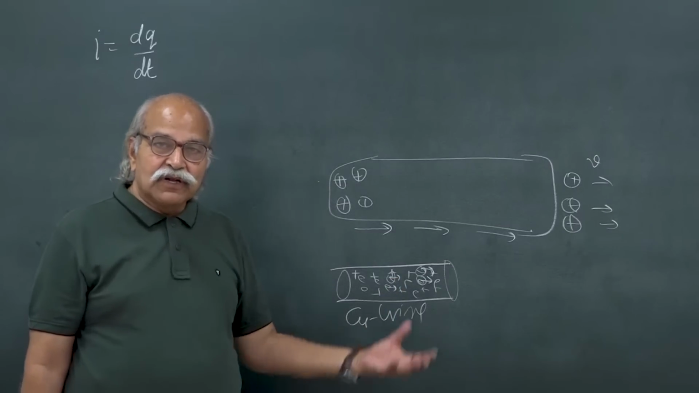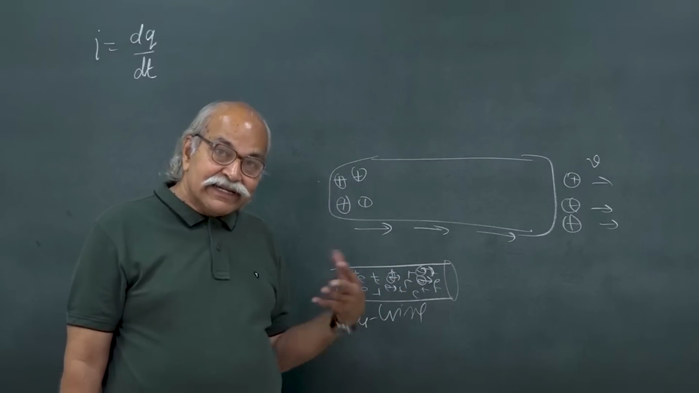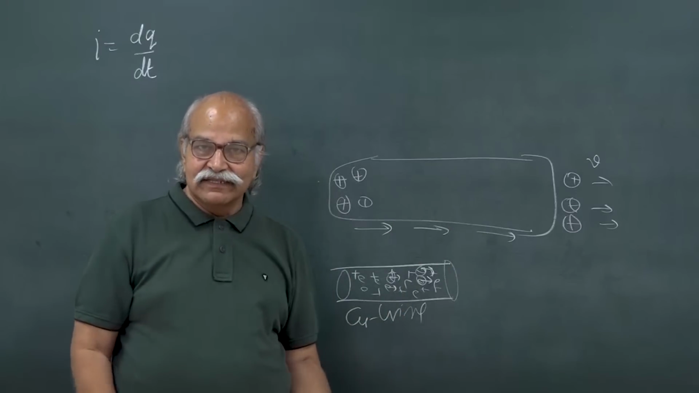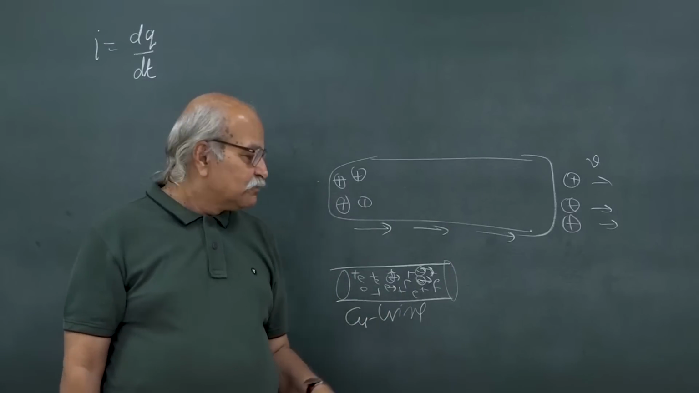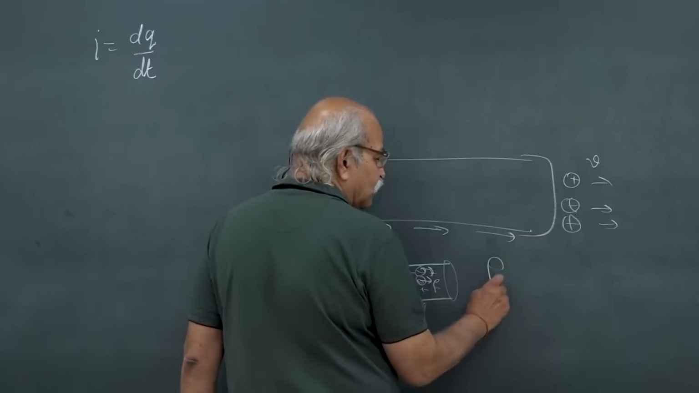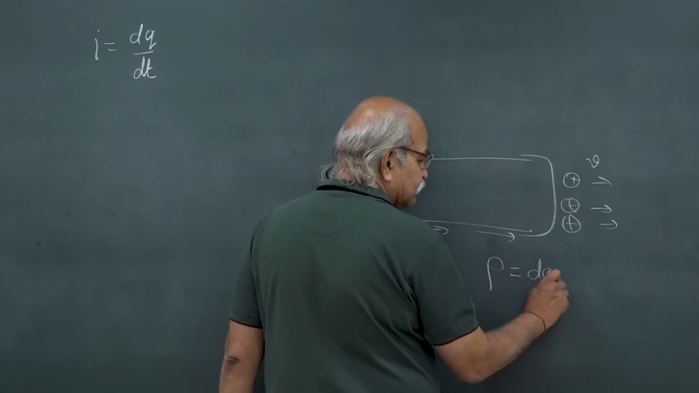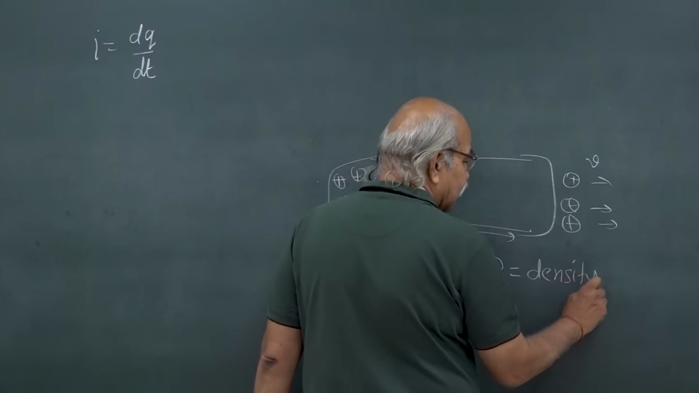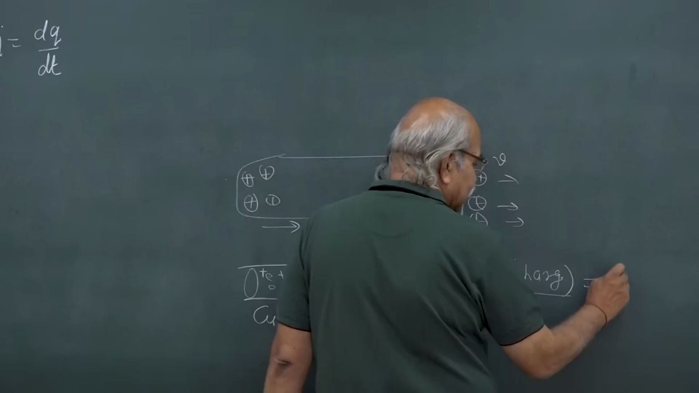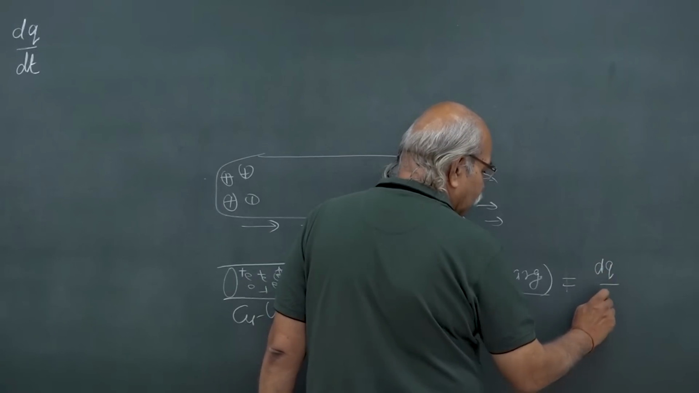okay. So for discussing current, we can ignore all other things, although there are positive charges there and the inner electrons are there, but only look at the free electrons. So if rho is the charge density, okay, not mass density, charge per unit volume, this will be dq divided by d tau.